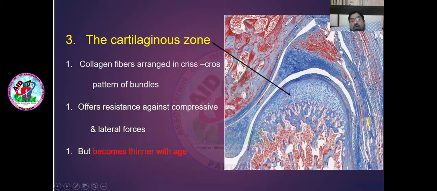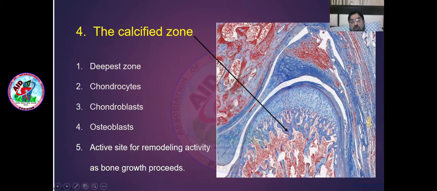And the last zone is called the deepest zone. This deepest zone is basically a chunk of different cells, having chondrocytes, chondroblasts, and osteoblasts, and it is an active site for the remodeling activity of the bone as growth proceeds. With the passage of time and increase in age, this area becomes more and more mature, with more and more bony formation going on.